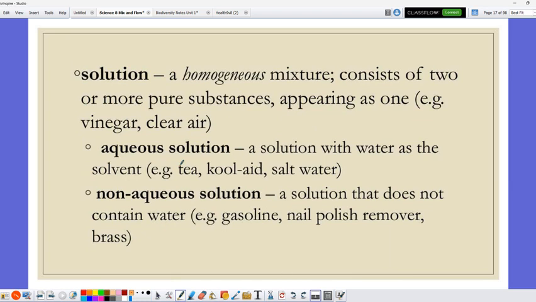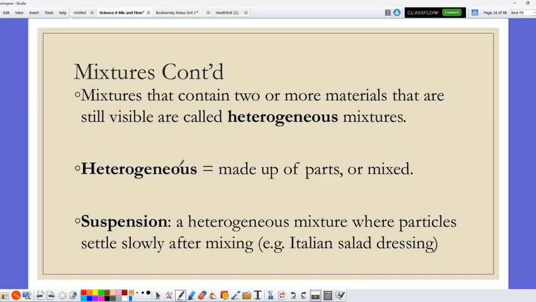An aqueous solution is a solution where it's dissolved in water, so like tea, Kool-Aid, salt water, examples of aqueous solutions. Non-aqueous solutions are solutions that don't have water in it, so like gasoline, nail polish remover, brass, air would be a non-aqueous solution as well, right? No water in it. And then mixtures that have two or more materials that are still visible, those are called heterogeneous mixtures. Hetero means different, so a heterogeneous mixture means you can see the different parts in it.